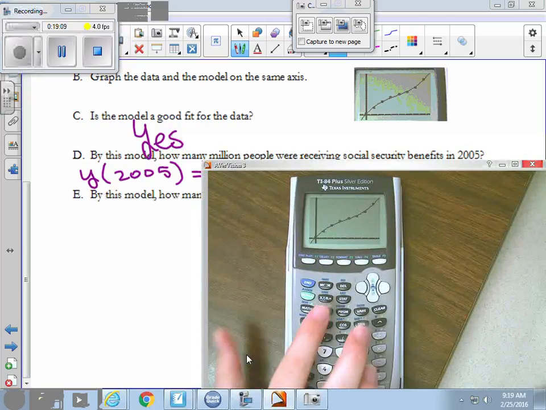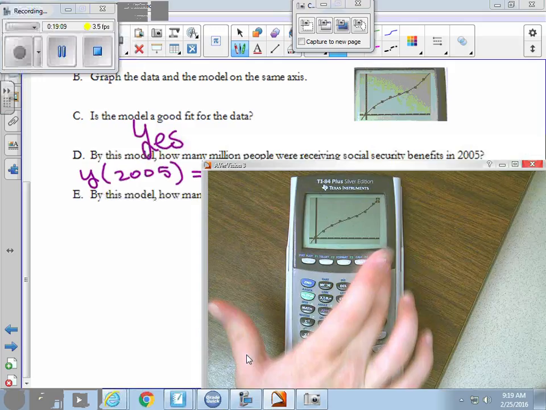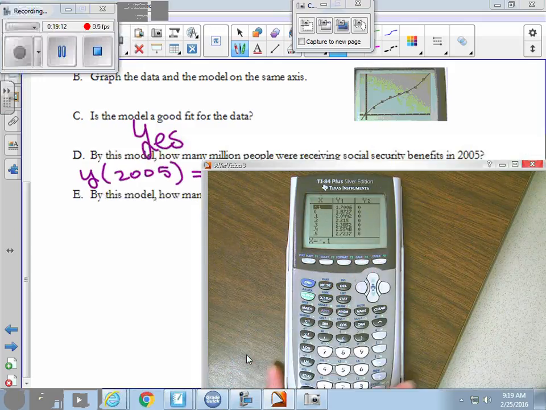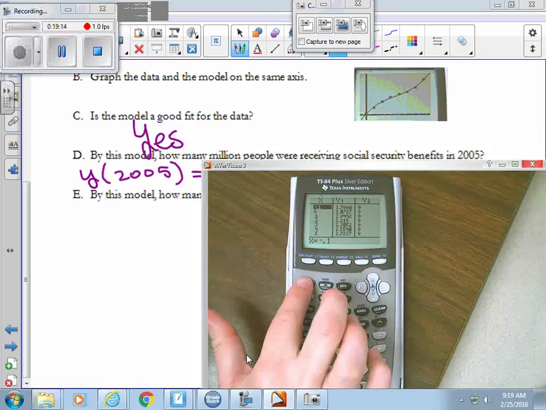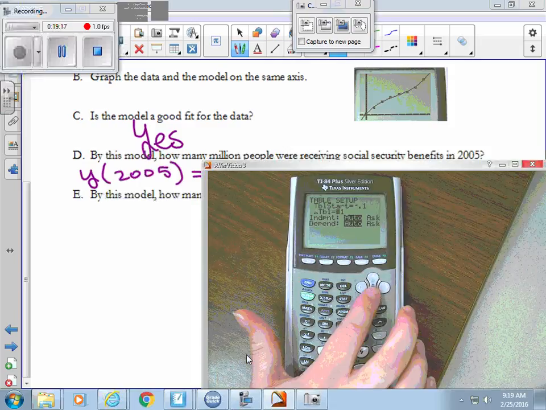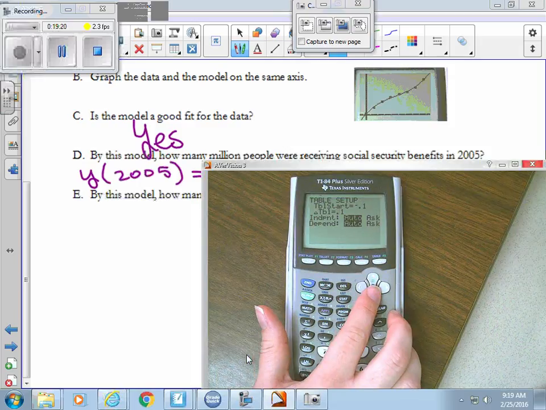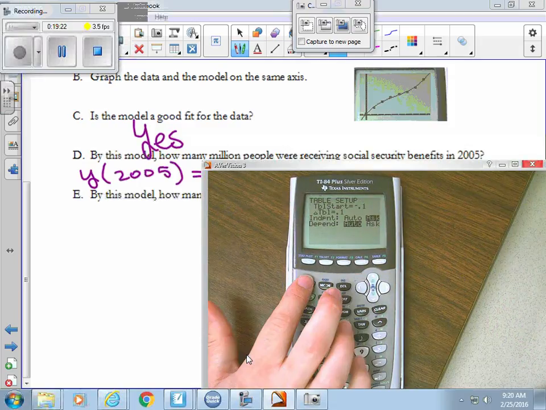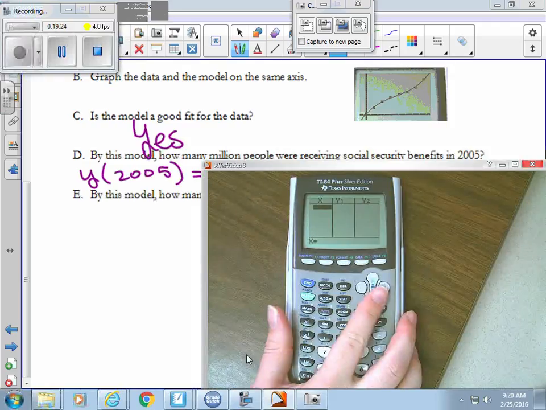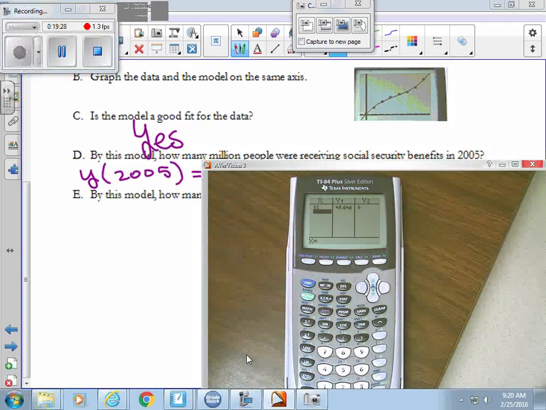The table. Second table, type 55, push enter. Oh, mine's set where I can't type. I'm going to fix that. Table set. Second window, and put your independent variable on ask. Only the independent variable. And I get 49.646.